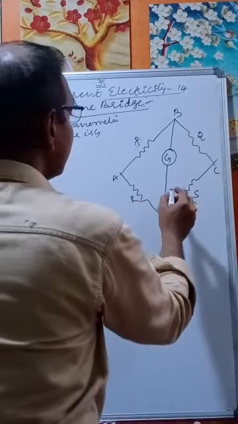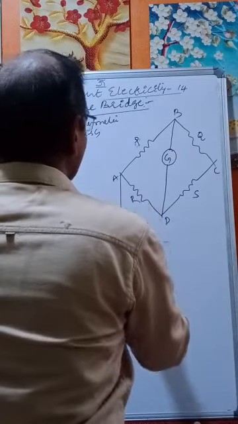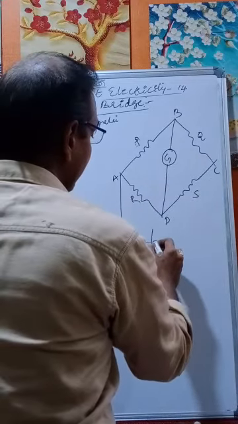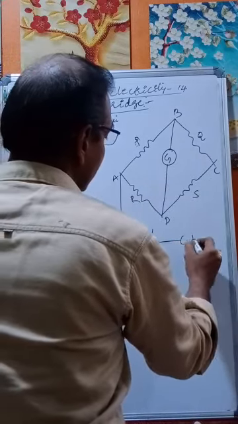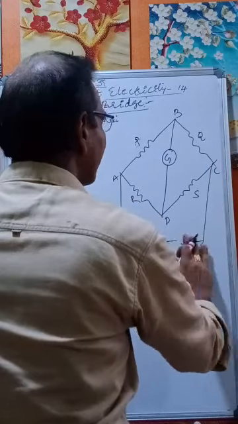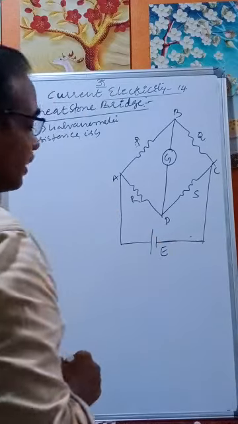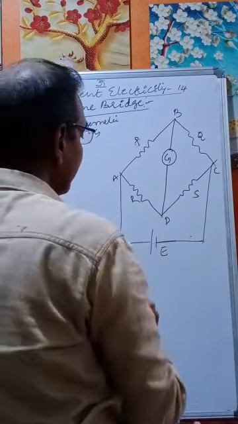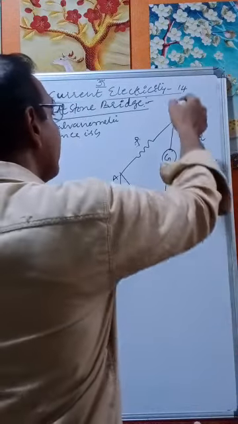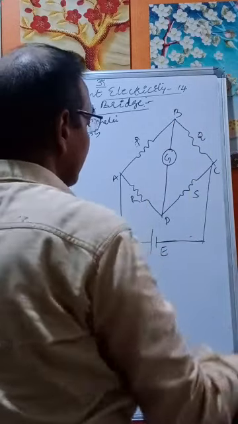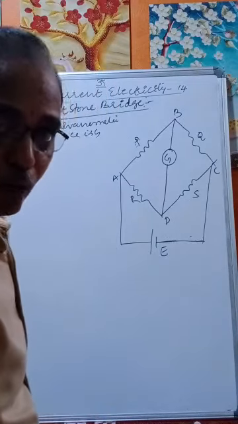And this is G. Here, across one diagonal BD, we connected a galvanometer. Across the other diagonal we connected a battery. This is the plug key, there is no need for it. This is the EMF E, a battery of EMF E. So across one diagonal BD we connected a galvanometer, and across the other diagonal we connected a battery of EMF E volts.